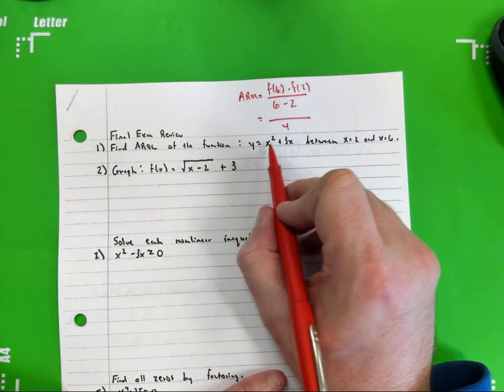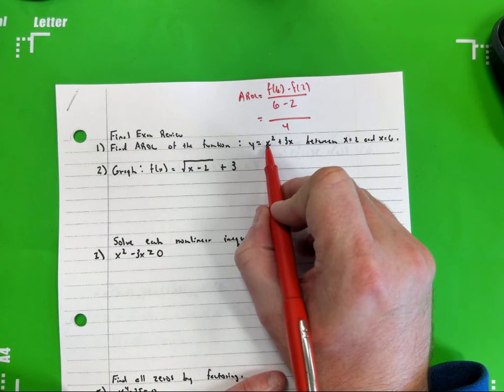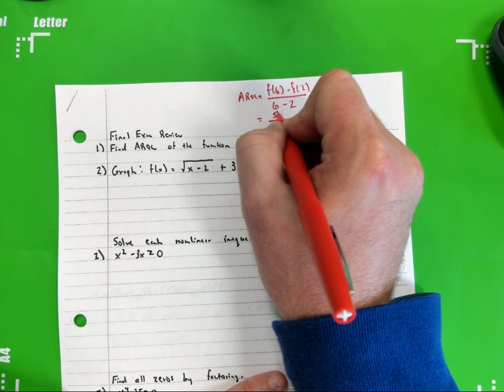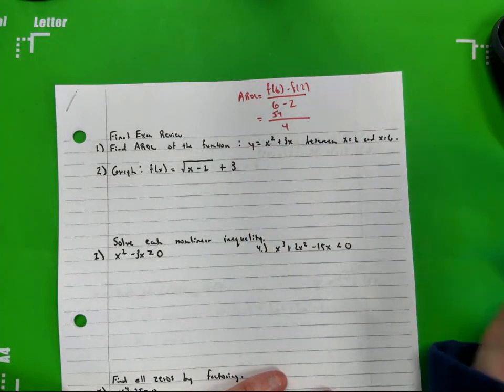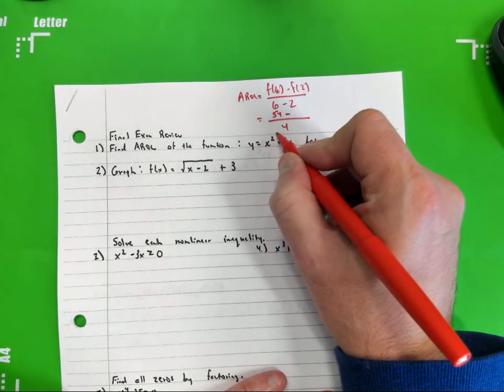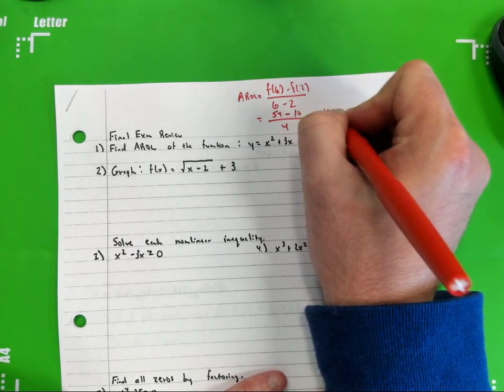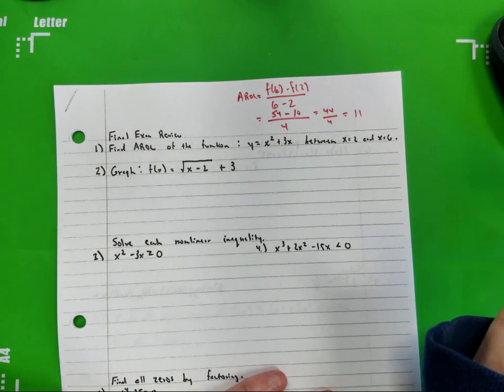If I plug 6 in, 6 squared is 36. 36 plus 18 is 54. Minus, I plug 2 in, 2 squared is 4. 4 plus 6 is 10. That gives me 44 over 4, which equals 11.